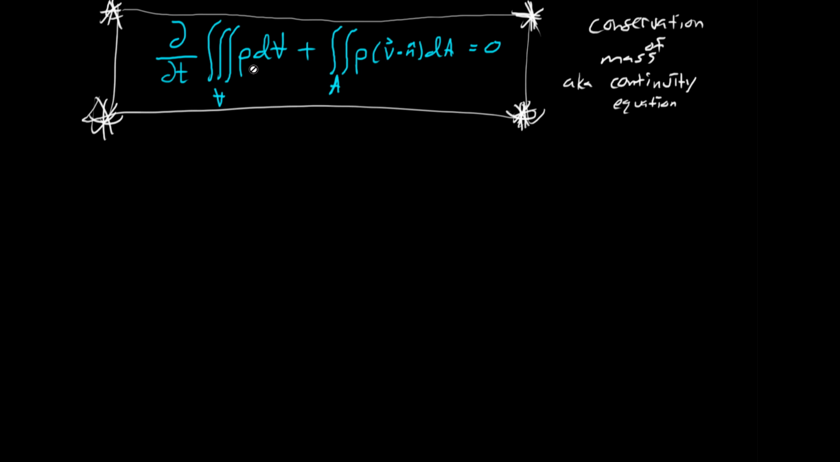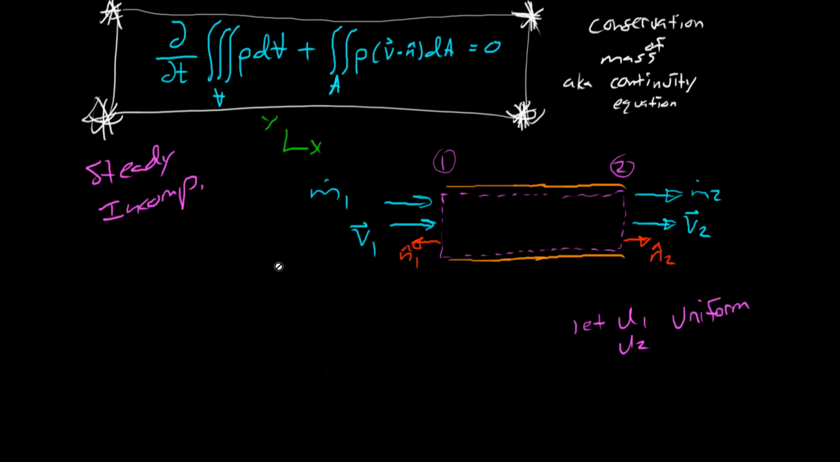I put them on the same side of the equation, so in order for this to be 0, this term has to equal that term, equal and opposite. So let's work an example, just a very simple one.